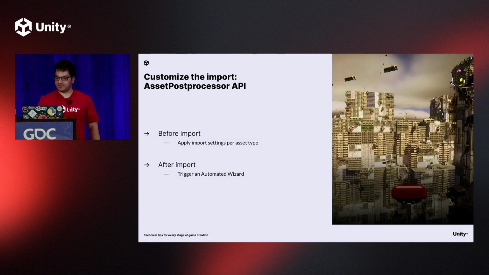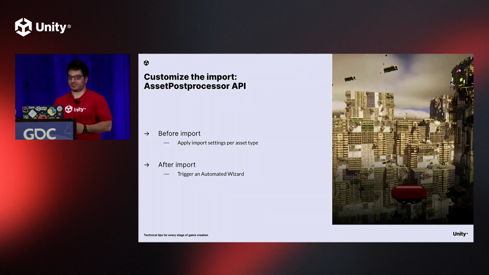So let's move on. The second way to customize your asset import is the asset post processor. This is better, in my opinion, and wider reaching than presets, but this requires code to implement. You can use the asset post processor to inject code before your import using the on-preprocess methods. For example, you can apply import settings on different assets on import, like I mentioned, for the different asset types. And then after import, for example, on the on-post-process methods.